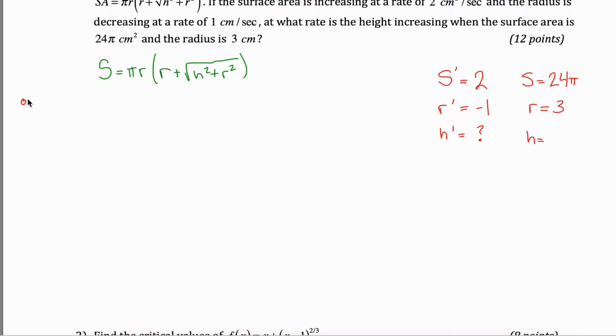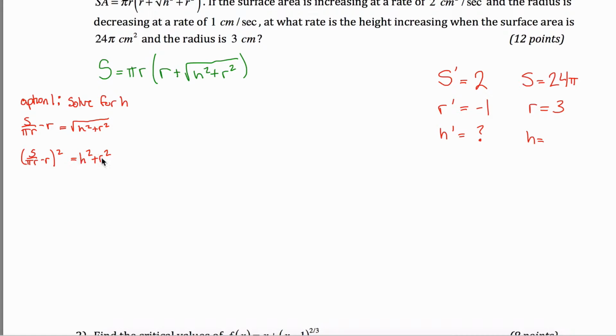So maybe I write that over here. Option 1, solve for h. The way I do that is I would divide both sides by pi times r to get this over on this side, and then I would subtract r from both sides of the equation. And I would have S over pi r minus r is equal to the square root of h squared plus r squared. And now if I square both sides of the equation, I get (S over pi r minus r) squared equals h squared plus r squared.